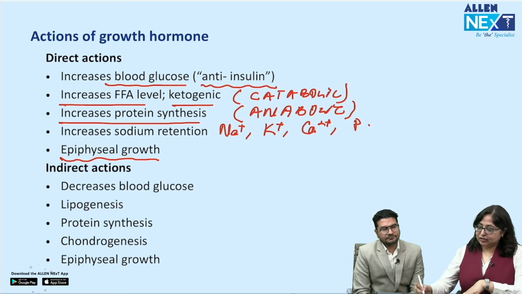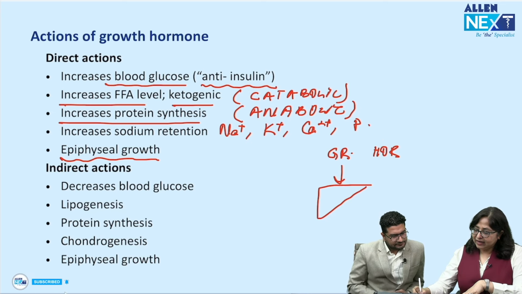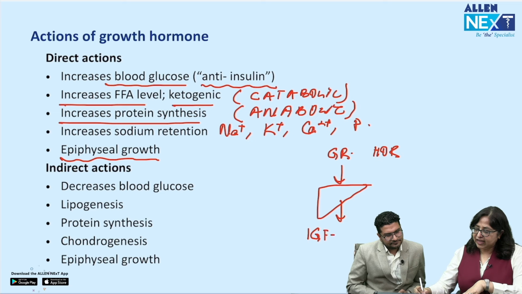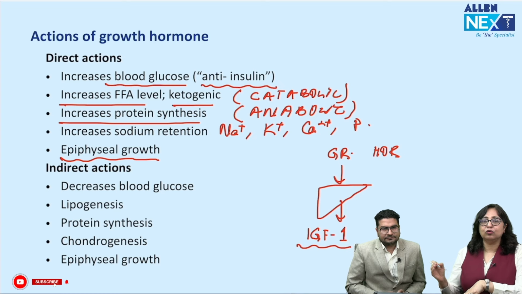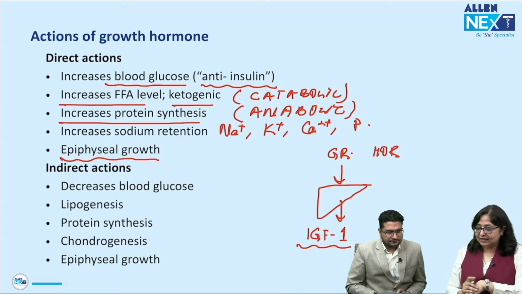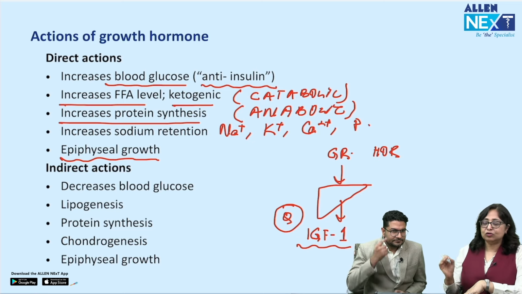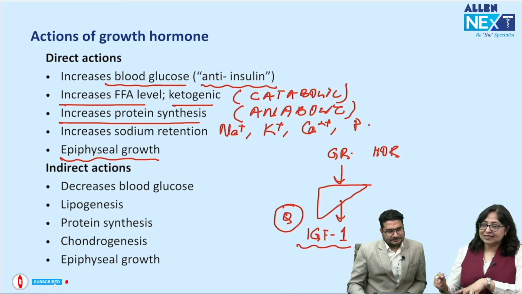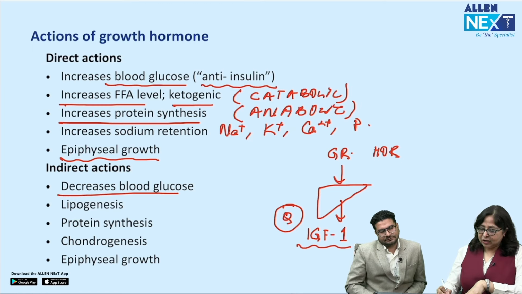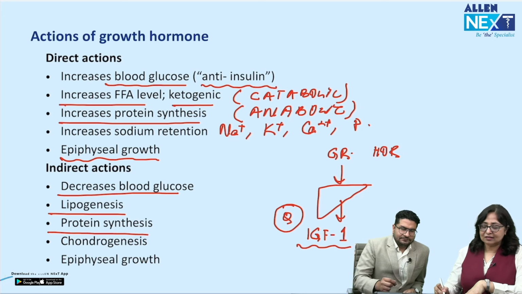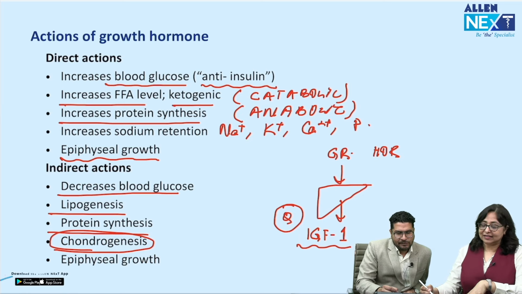Now, what are indirect actions? Growth hormone acts on the liver, and the liver produces what is known as IGF-1, somatomedin C. IGF-1 is insulin-like growth factor 1, and this is also called somatomedin C. This is a question which was asked in last year's NEET exam: what is the source of IGF-1? The source of IGF-1 is the liver. Since it is insulin-like, the actions will be similar to insulin. It decreases blood glucose, causes lipogenesis, causes protein synthesis, and very importantly, chondrogenesis, important for cartilage.